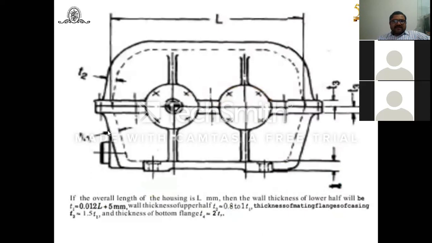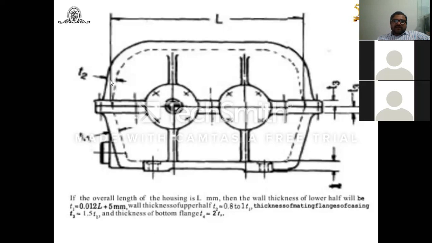What is T1 here? T1 is the wall thickness. In this case, it is assumed to be the wall thickness of the lower half, T1. Look at this here. In this case, this is the upper part and this is the lower part of the casing. It is divided into two parts here at the middle. The lower part thickness is given as T1. How is it calculated? 0.012 into L plus 5 mm. L means the length of this casing. So you will get the T1 thickness.